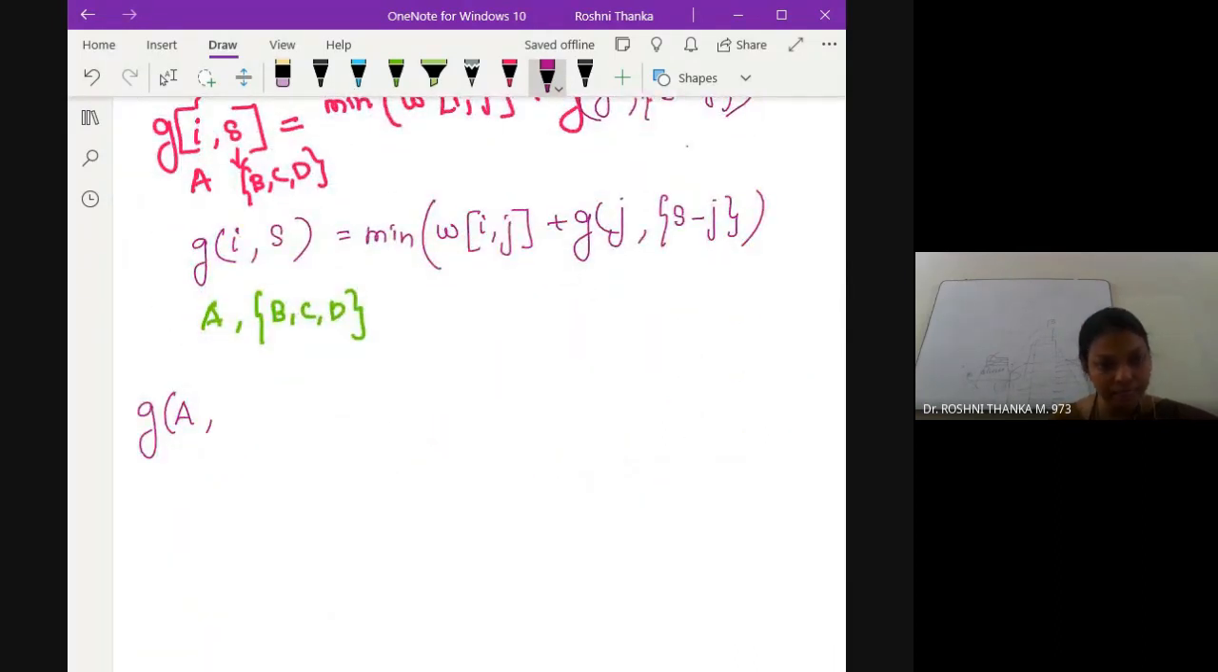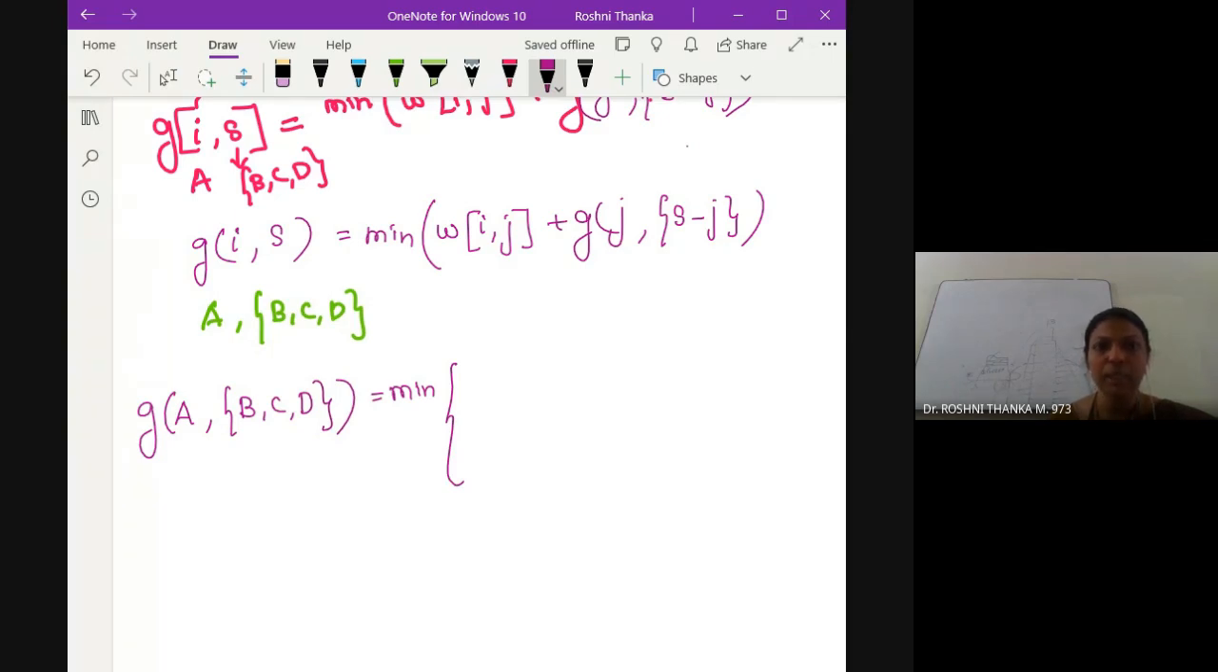And what is the rest of the cities now available? Once A is reached, it will be B, comma, C, comma, D. Okay, so this is the rest of the cities. Then I want to find the minimum cost of the other possible minimum paths I have, according to this formula.